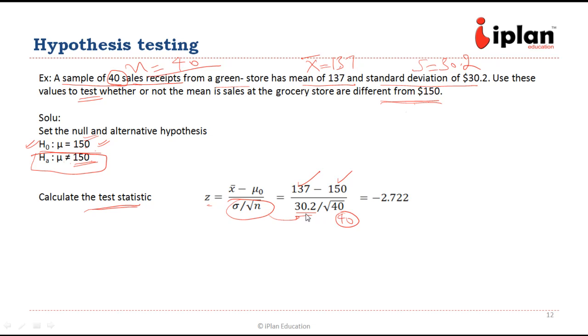Standard deviation is sigma of the population, and 40 is the number of elements in the sample. Here we are assuming that this standard deviation is given to be for the population. This is the population standard deviation, sigma. So the value of sigma is 30.2. So we will get the z score, which is minus 2.722.